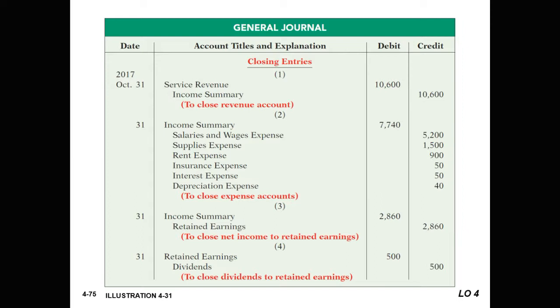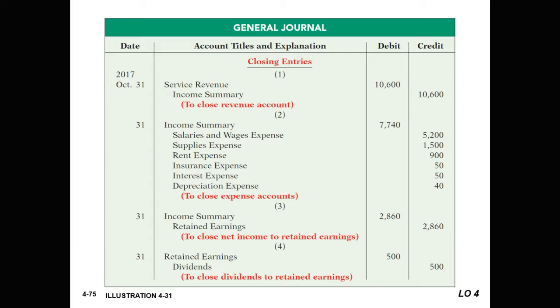You begin with your revenues. And for each revenue you have, you will debit it for its balance. So when we debit a revenue, we reduce it. And then we credit that amount to the income summary account with a notation to close the revenue account. We then go to all of the expense accounts. We typically do this in one entry. We'll do all the expenses together. We credit each of those accounts for their balance, and then we will debit the income summary account for the total.